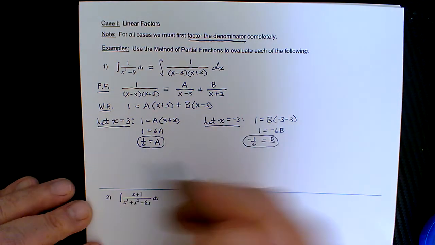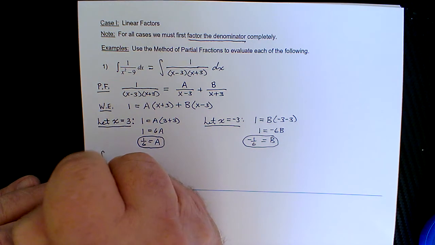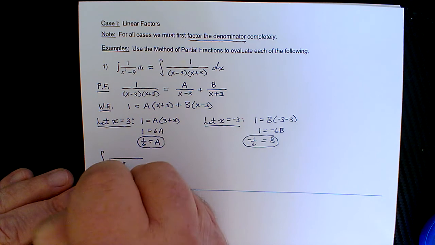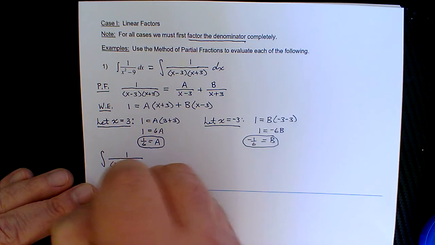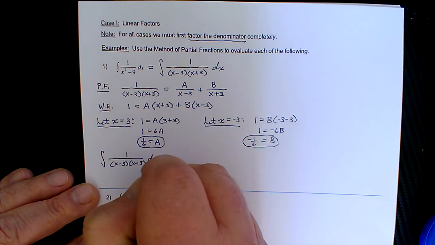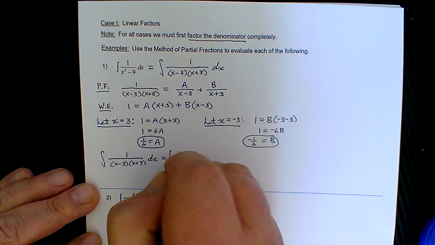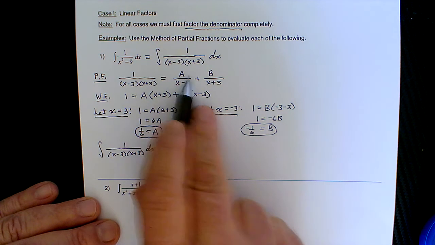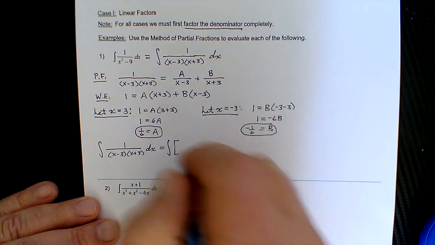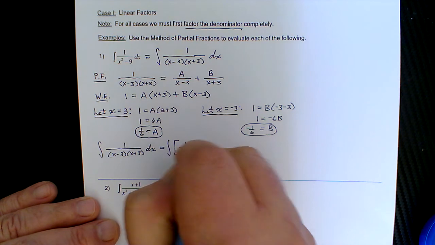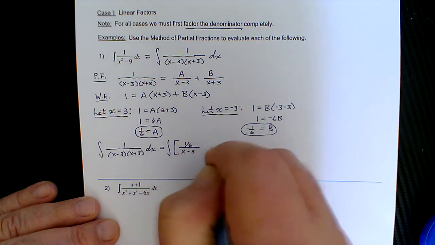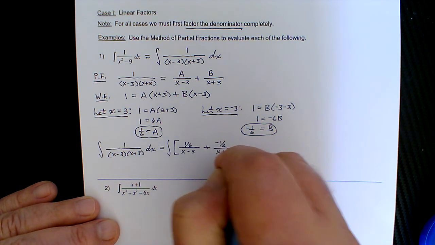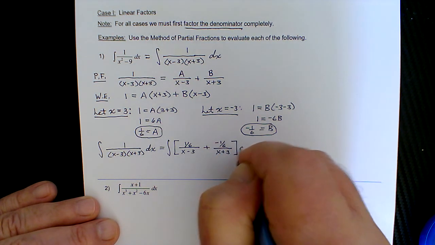Okay, so now the result is that this integral of, I'll take the factored form, 1 over x minus 3, x plus 3 with respect to x, is now equal to the integral of, into the partial fraction decomposition, we replace a and b by the respective values. So a was 1/6 over x minus 3, and then plus b, which was a -1/6 over x plus 3. And that's all with respect to x.